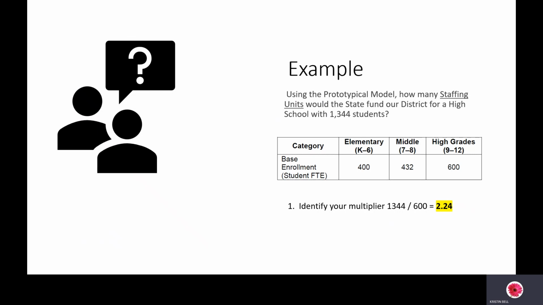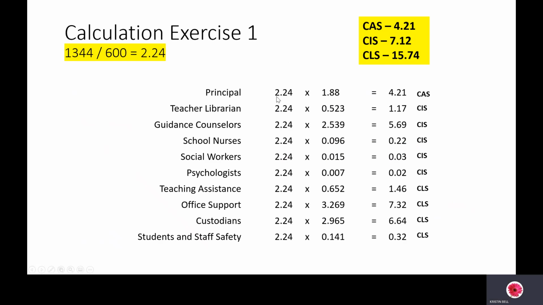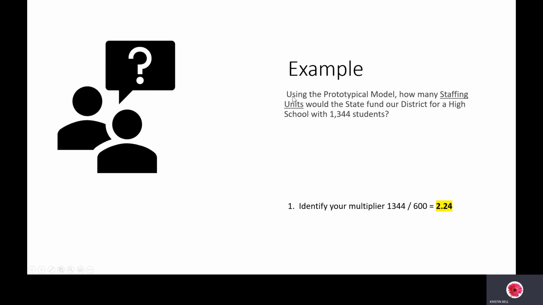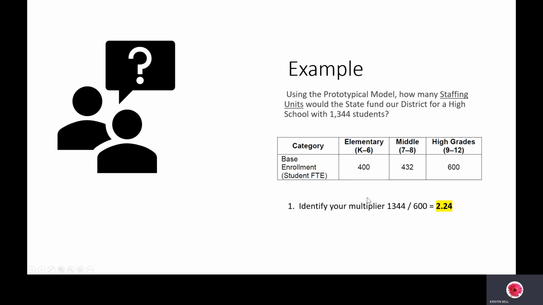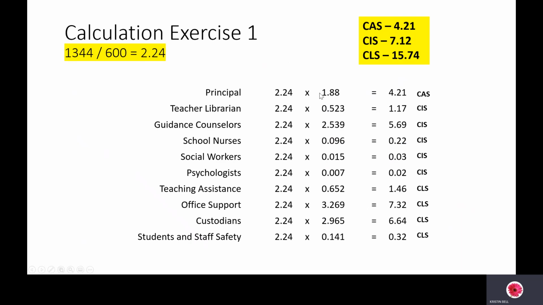So 2.24 is my multiplier. And then based on these decimal points right here, we're going to apply that multiplication across the board. What that's doing ultimately, and you can see the type of position there, is that a principal is a CAS, or a certificated administrative staff. The CIS is the teacher unit, and so forth.